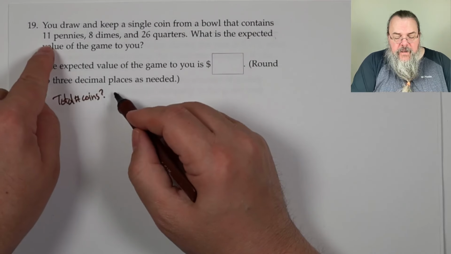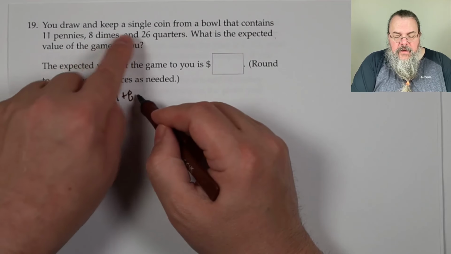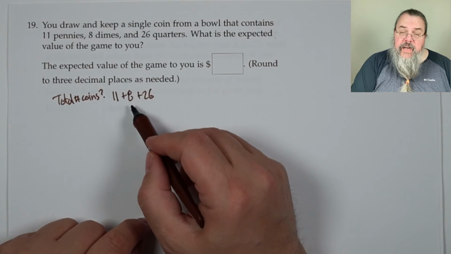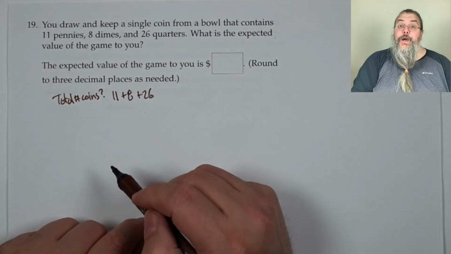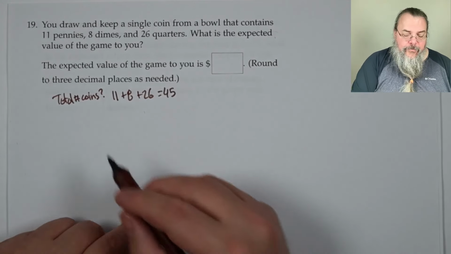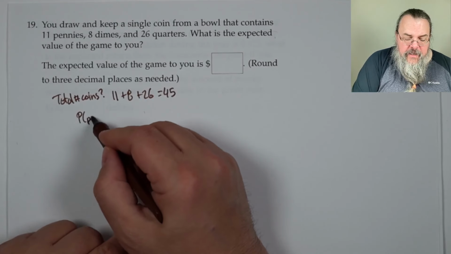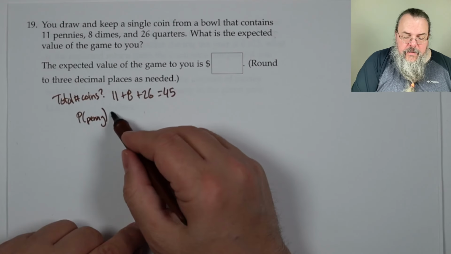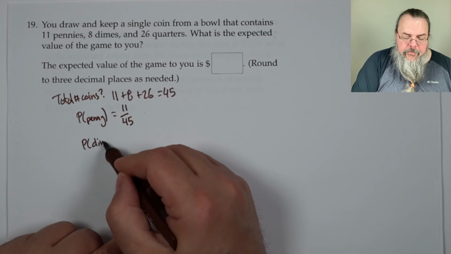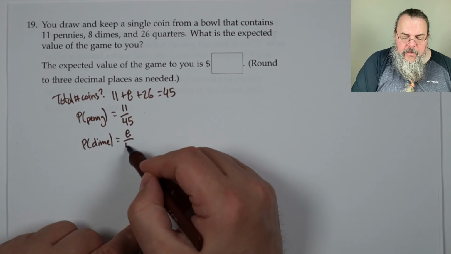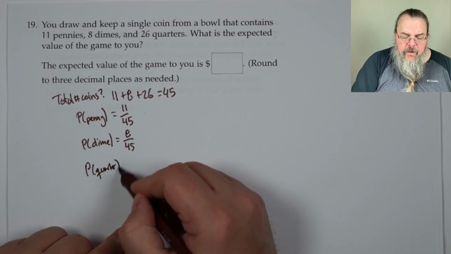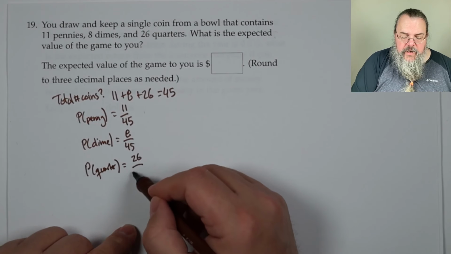Well, we have 11 plus 8 plus 26. So we can add those numbers up. 11 plus 8 is 19. 19 plus 26, 45. So there's 45 coins. So what's the probability of a penny? Well, there's 11 pennies, 45 coins. Probability of a dime? There's 8 dimes out of 45 coins. Probability of a quarter? Well, there's 26 quarters out of 45 coins.